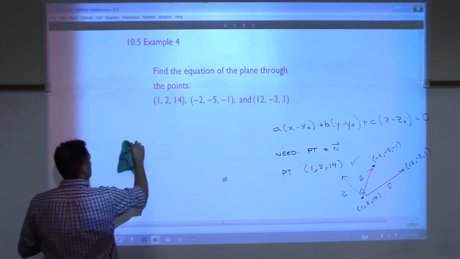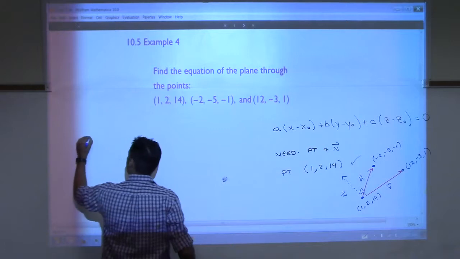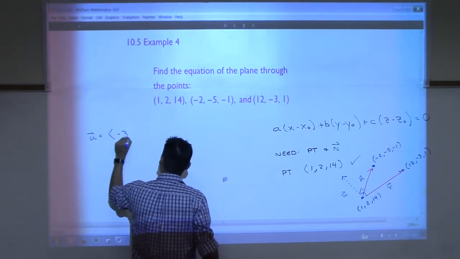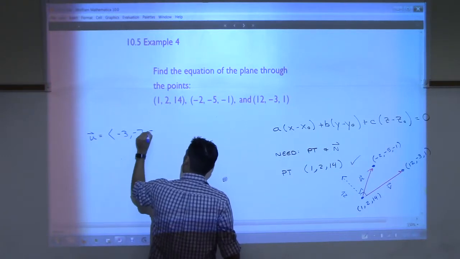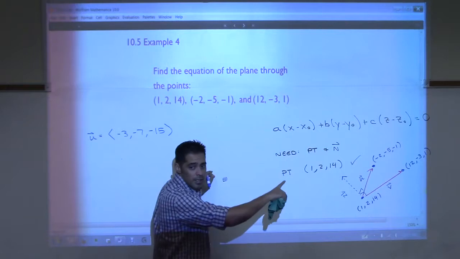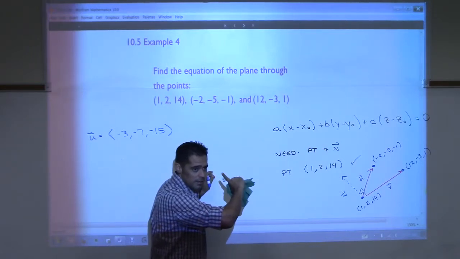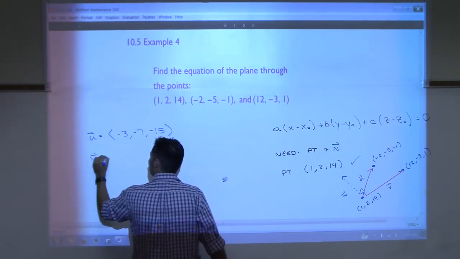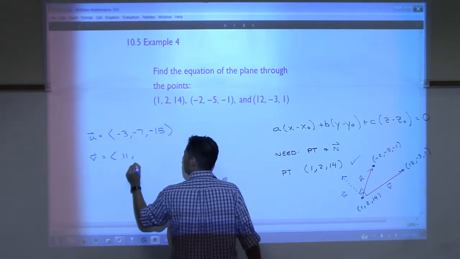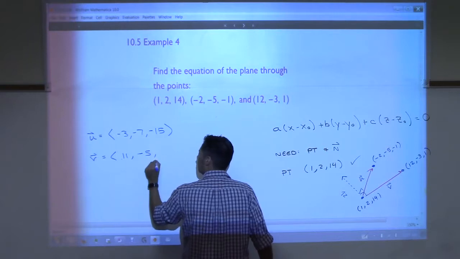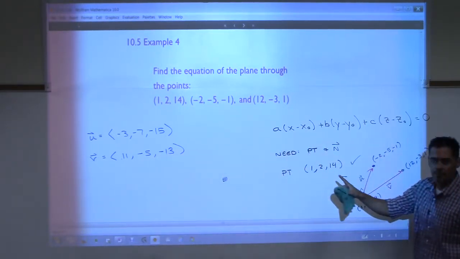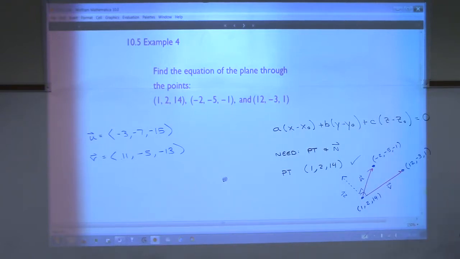Okay, so the vector u is the vector, what do you say? -3, -7. Everybody agree? Anybody disagree? Is this right? Okay. How about the vector v? 11, -5, -13. Anybody disagree? We're all good then? Okay, I'm going to take those and cross them.